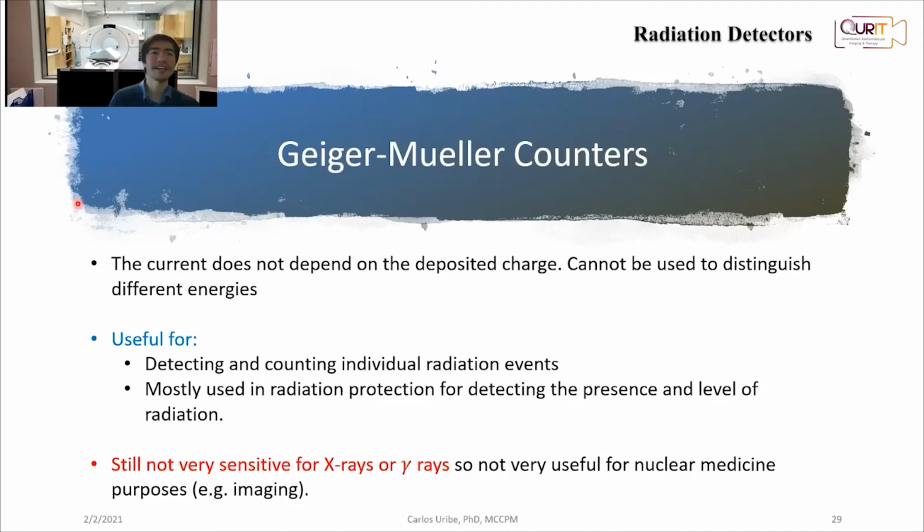So Geiger-Mueller counters are very useful for detecting and counting individual radiation events. You can count, that's why they're called Geiger-Mueller counters. You'll know if you had one event or three events coming. They're mostly used, again, in radiation protection for detecting the presence of radiation. They are still not very useful for nuclear medicine purposes because they're not very sensitive to X-rays or gamma rays.